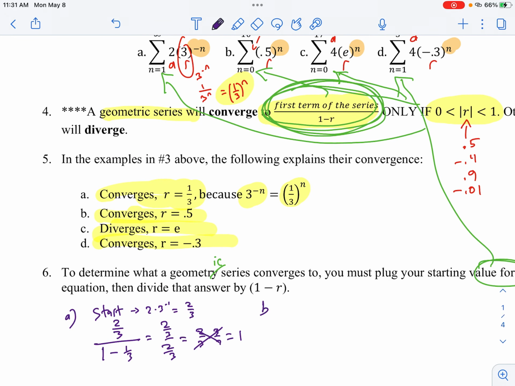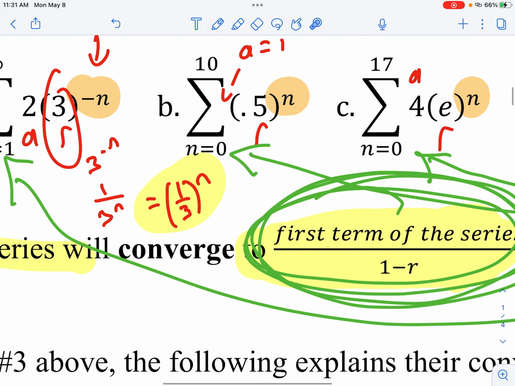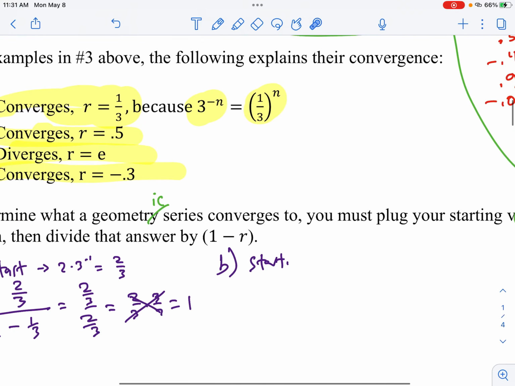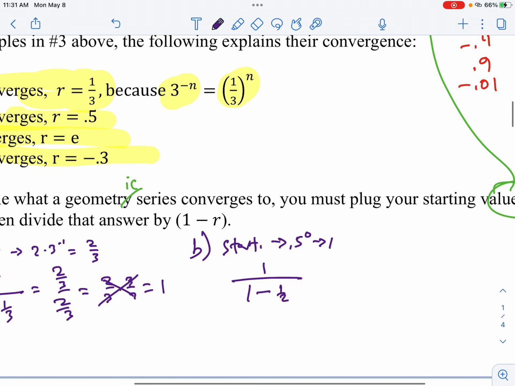Well, let's look at letter B. All right, so we need to find the starting value for B. Now look at B. B starts at n equals 0, so we're going to plug 0 in for n. Well, 0.5 to the 0 power is easy. Anything to the 0 power is 1. So that's going to be 0.5 to the 0 power, which is 1. So it's going to be our starting value 1 over 1 minus r, 0.5 or 1/2. So that's 1 over 1/2. Divide by the reciprocal, and that converges to 2.